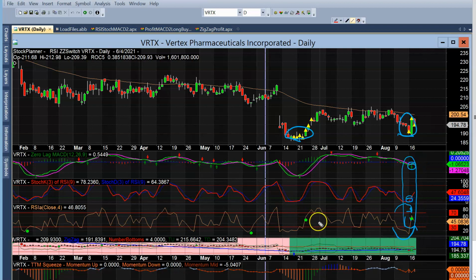You can do that too. Anytime it goes below the 30, it comes back around, you could think about taking it long, as long as the stochastic comes around as well and the MACD is below the 0 line. This is way below. We like that. Okay, then we took that trade and that would have been a nice big winner.